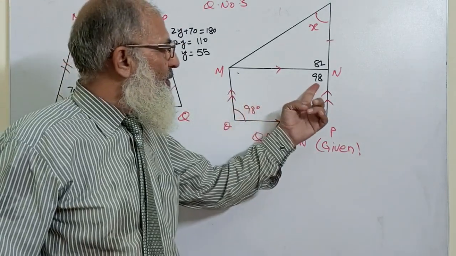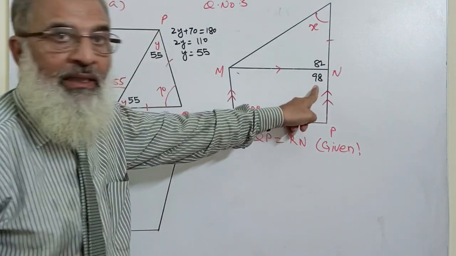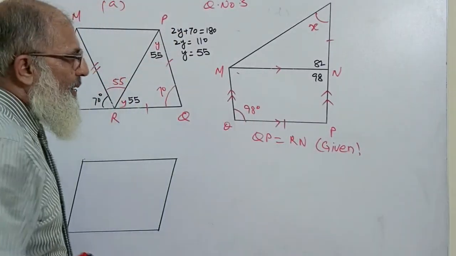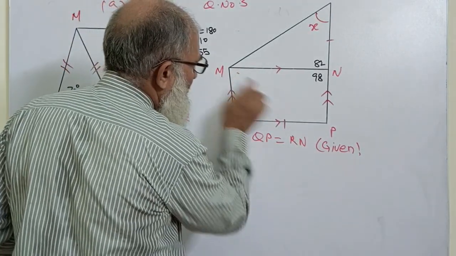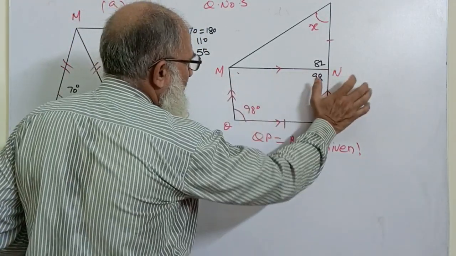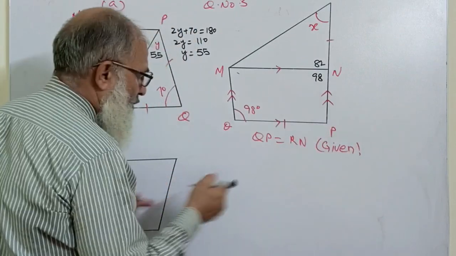Now these two angles are 98 degrees each. When these two angles are 98 degrees, then these two angles are also equal, because this is a parallelogram. MNQP is a parallelogram.